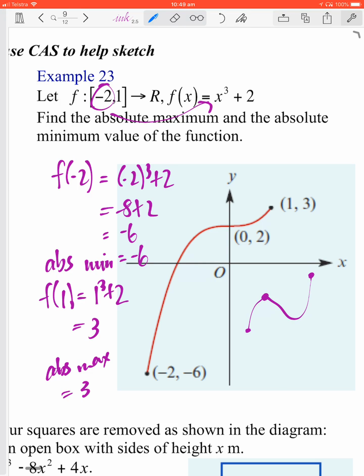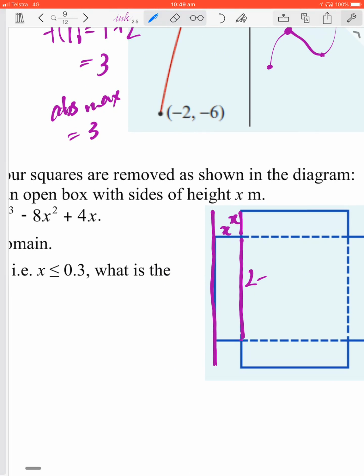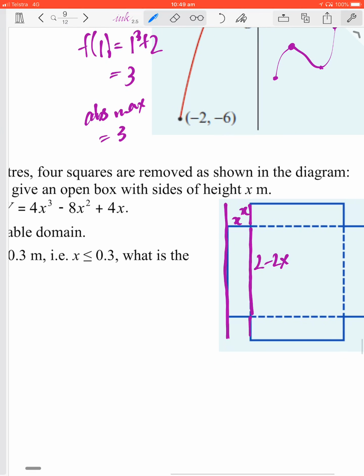Okay, here. From a square piece of metal, side length 2 meters, 4 squares are removed as shown. The metal is folded about the dotted lines to give an open box with sides of height x centimeters. So that's x, they're all x's. So this length here is that whole length, which is 2, minus x there and x there. So 2 minus 2x. And it's a square, so that's also 2 minus 2x. And we know the height, if we were to fold these sides up, we'd end up with a box. And that height is x.